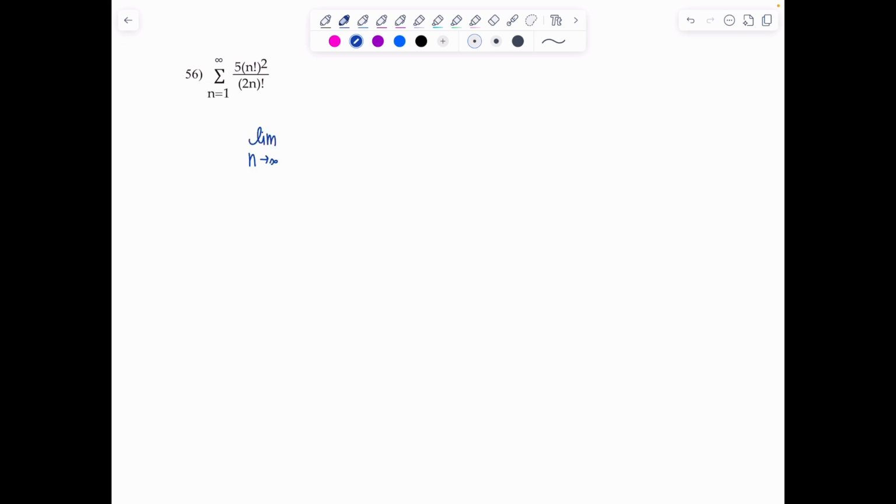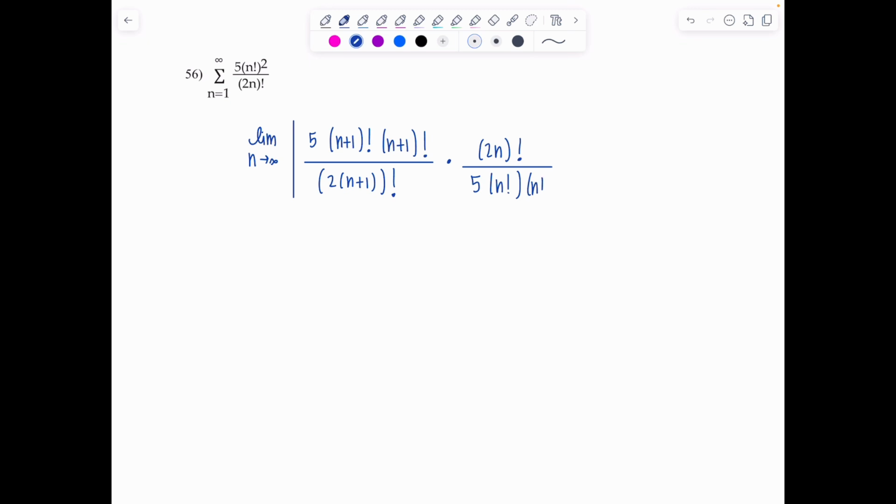So limit n goes to infinity, we have absolute value 5 times n plus 1 factorial. I could write it squared or I could just write it out twice, okay? Either way, whatever you're comfortable with. And then in the denominator, we have 2 times n plus 1 in parentheses. Don't forget that factorial. And then I'm just going to multiply by the reciprocal of a sub n. So 2n factorial, and then this is going to be 5n factorial squared, or I can just write it out twice, whatever you want.